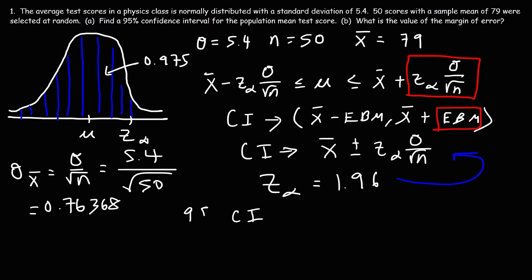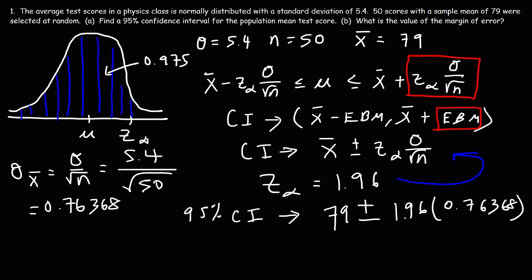So our 95% confidence interval is going to range from, let's see, x bar is 79, plus or minus z alpha, which is 1.96, times the standard error, or the standard deviation of the sample mean, which is 0.76368. 1.96 times 0.76368, that's 1.4968.